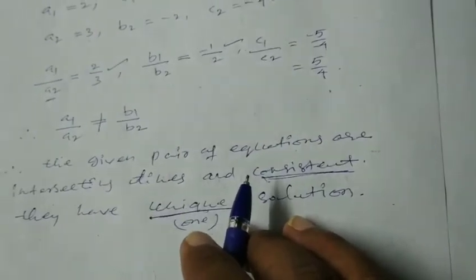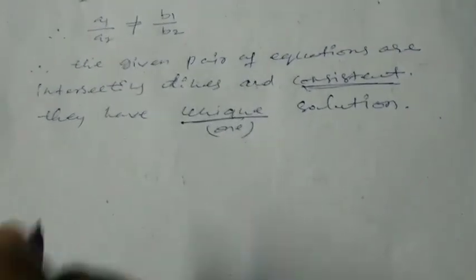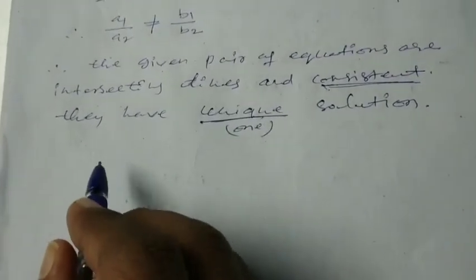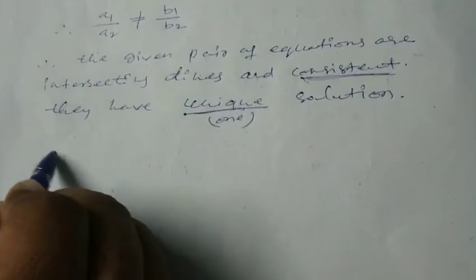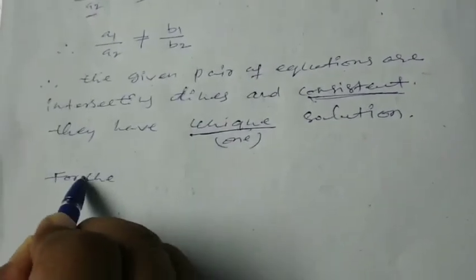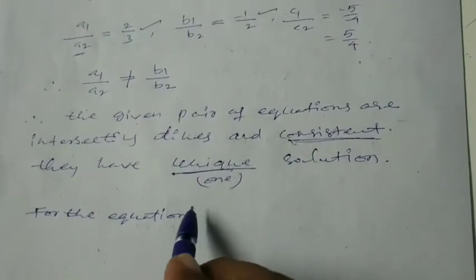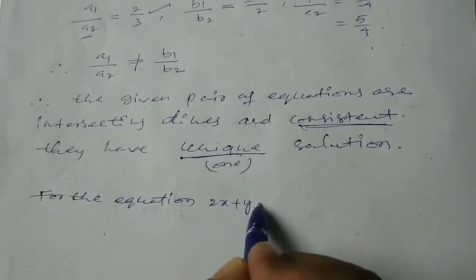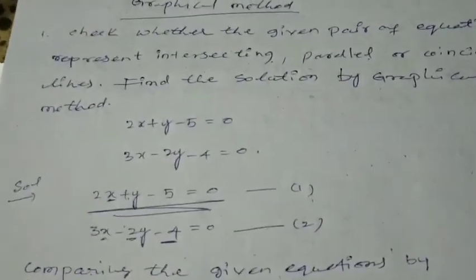Okay, now half of the solution is completed. To complete the remaining half, we have to complete the graph part. Before the graph, we have to find the points from the given pair of linear equations. So first, for the equation 2x plus y minus 5 equals 0.